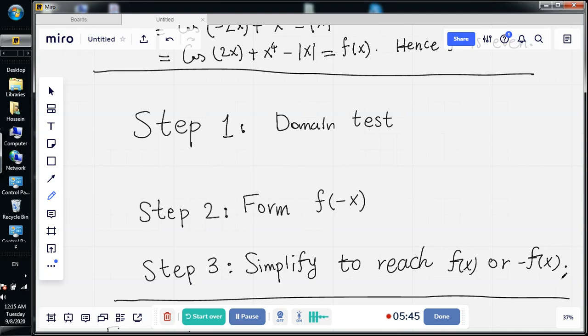Then you form f of negative x. You just plug in negative x instead of x. Then you simplify and simplify until you reach either f of x or negative f of x. If you reach f of x, it means that your function f is even. If you reach negative f of x, it means that your function is odd.